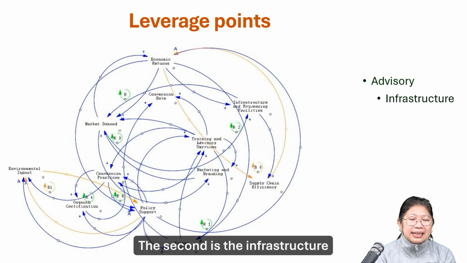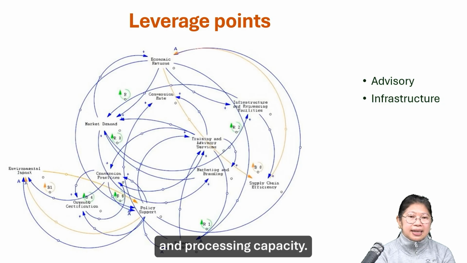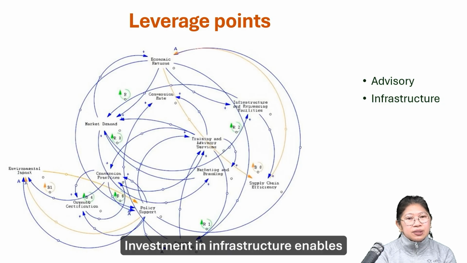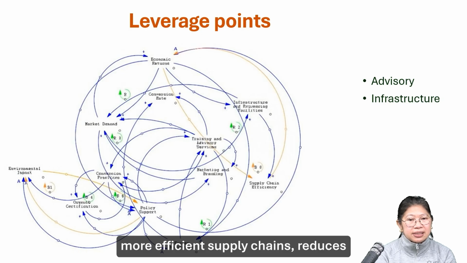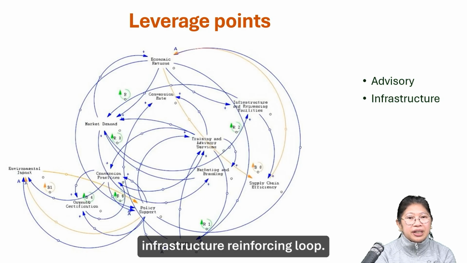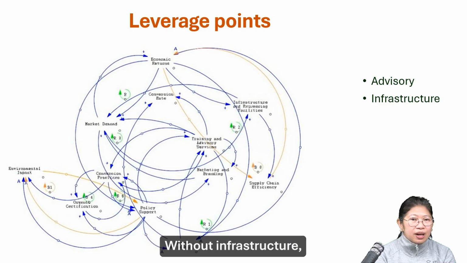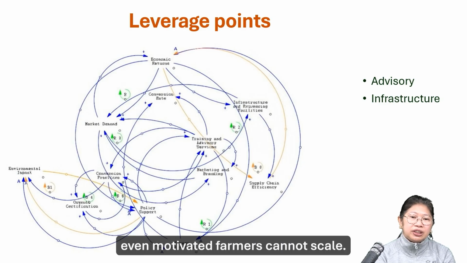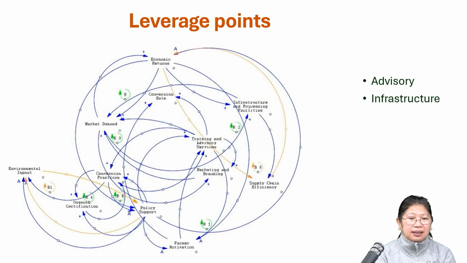The second is the infrastructure and processing capacity. Investment in infrastructure enables more efficient supply chains, reduces bottlenecks, improves market access, and increases economic returns. This activates the market infrastructure reinforcing loop. Without infrastructure, even motivated farmers cannot scale.